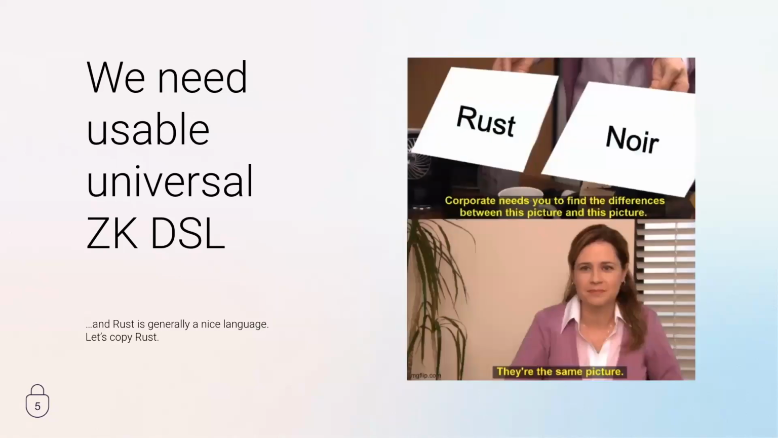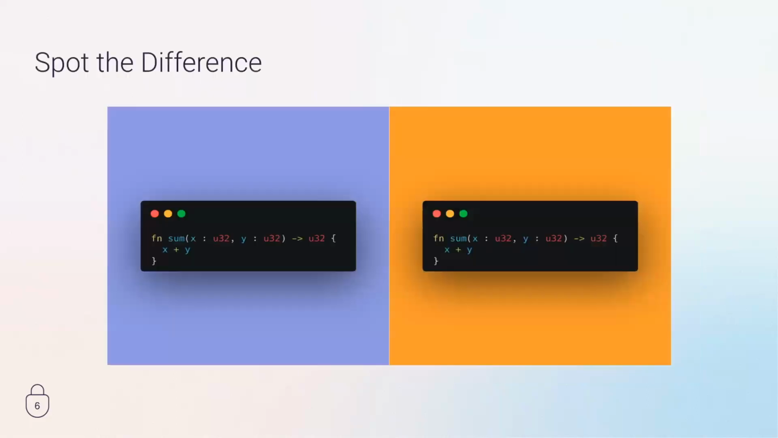They're just one or two words that are different, and then everything is just the same. And so yeah, you can literally not tell the difference between Rust and Noir. I'm just going to give you a quick example.